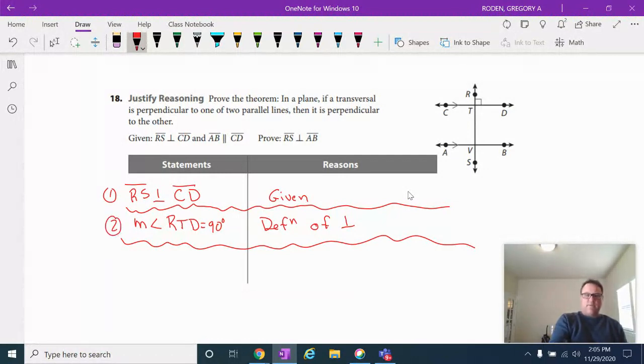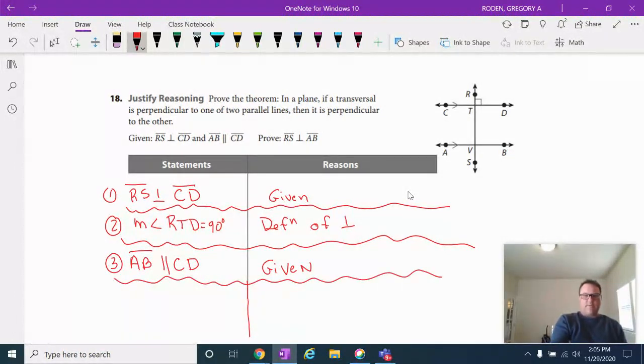All right, so now let's get that other given in there in step 3. So now we can say that AB is parallel to CD. Okay? And why do we know that AB is parallel to CD? Well, we know that because it's given. I'm going to make this a little longer here. I probably didn't know I was going to write so big here.